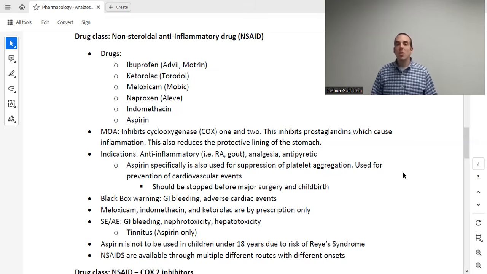NSAIDs are available through multiple different routes with different onsets. You may need to know that for a test. If you give a patient an Advil PO and it asks you, what are you going to tell the patient? If you're going to tell the patient, well, I'm going to give you this medication, I'll be back in 10 minutes to check on you, that is wrong, because a PO medication does not have an onset of 10 minutes. You need to recognize that, especially for NextGen style questions.